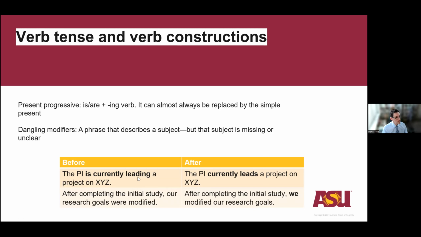The PI is currently leading a project on XYZ. This can very easily be changed to the PI currently leads a project on XYZ. There really is no difference in meaning between the two. So just go ahead and use the one that is shorter.